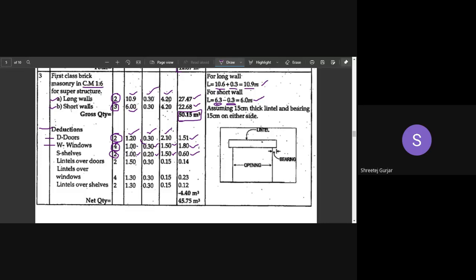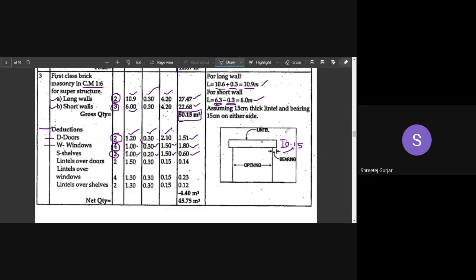Okay, so this is the deduction that is required for doors, windows and shelves. Above all of these, that is above your door, above your window and above your shelf, we have to provide a lintel. You can see in this figure, we have to provide a lintel above all of my openings. The thickness of this lintel is usually 15 centimeter or 0.15. And the bearing that we have to provide is the same, 0.15, or 15 centimeter of bearing.